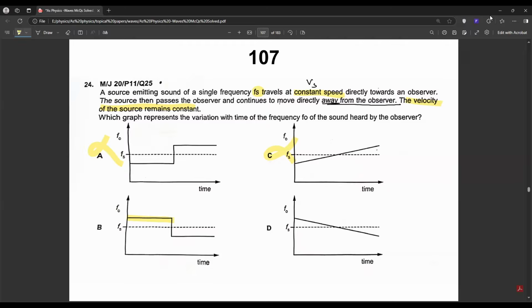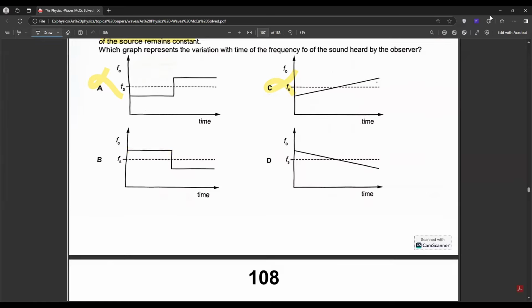Now, out of B and D, what will be your answer? For this, you have to focus a bit on the formula. Frequency observed when you are moving towards is what? Frequency of sound into velocity divided by velocity of sound minus velocity of source. Can you see the frequency of sound remains constant throughout this region? Yes. The velocity of sound also remains constant.